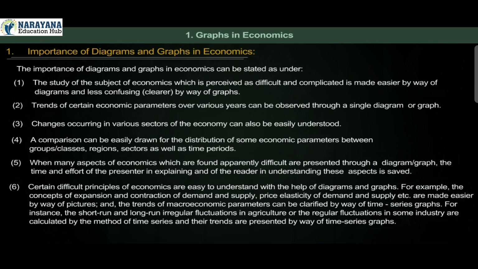are made easier by way of pictures, and the trends of macroeconomic parameters can be clarified by way of time series graphs. For instance, the short-run and long-run irregular fluctuation in agriculture or the regular fluctuation in some industry are calculated by the method of time series, and their traits are presented by way of time series graphs.